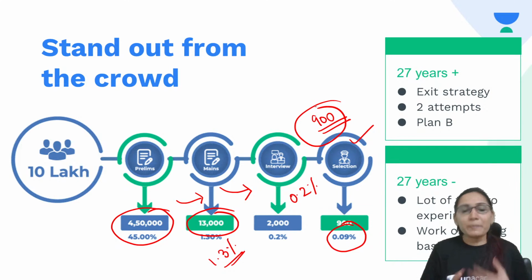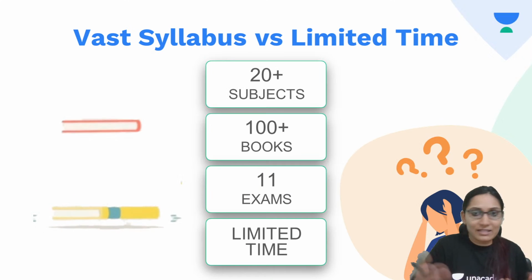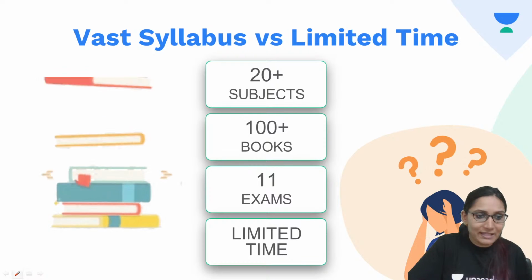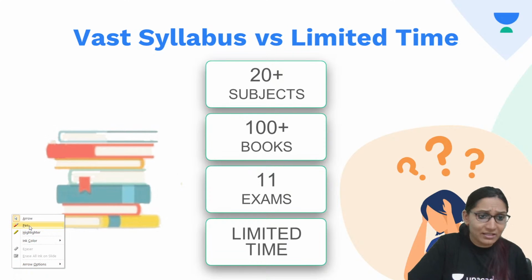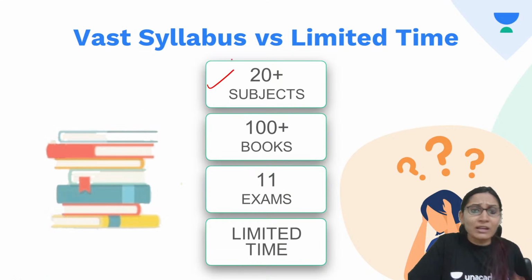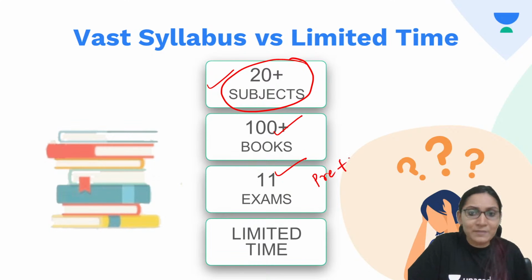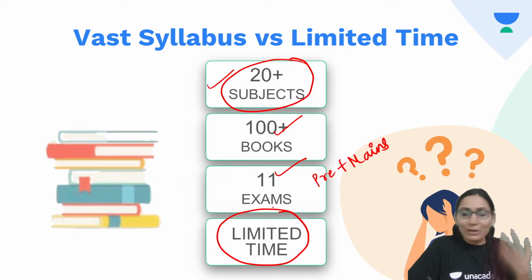Our purpose is to help you do this smart work. The syllabus has almost 20 plus subjects to be covered, and that too from diverse fields. You may be a graduate or post-graduate in some subject, and you have to cover a vast array of about 20 subjects in detail, 100 plus books and 11 examinations including the prelims plus the mains, and all this has to be done in the limited time given for your preparation.